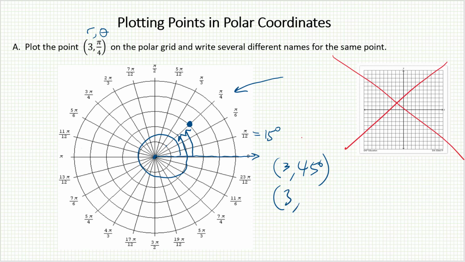So we still would have walked 3 units, but this would be spinning around 9 pi over 4. 2 pi plus an extra pi over 4, 8 pi over 4 plus pi over 4 is 9 pi over 4. So that's another way that I could have gotten to that same spot.